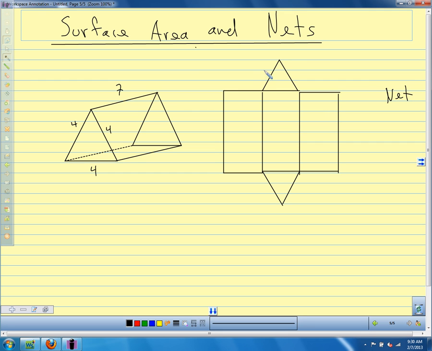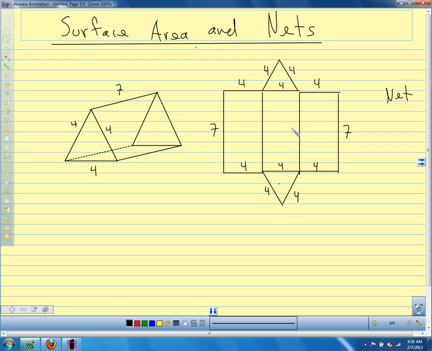Well, on the net, I'm going to label some side lengths. Each side of the triangle is 4. So that's 4, that's 4, that's 4, and that's 4. Well, in order for this to fold up onto the prism, this side has to match this side of the triangle. So that's going to be 4, 4, 4, 4, and this side is right along here. So here are all my dimensions laid out for my net.